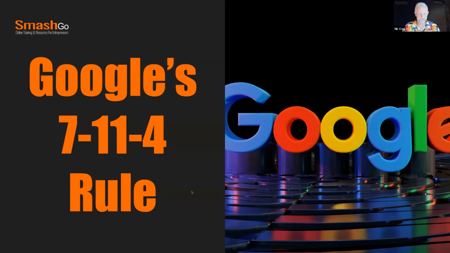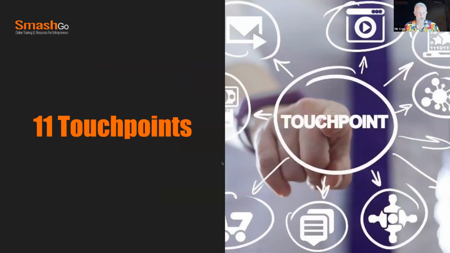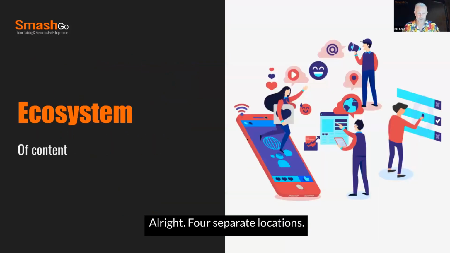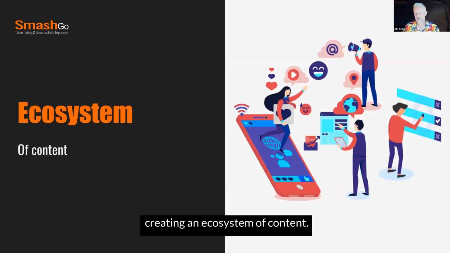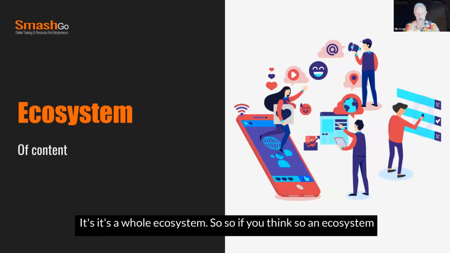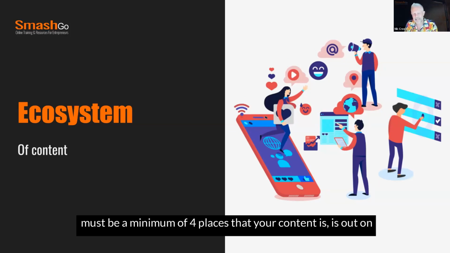All right, 4 separate locations. So the fundamental thing about it too is that you're creating an ecosystem of content. So it's not just one thing. It's not just a blog. It's not just a lead magnet. It's a whole ecosystem. So an ecosystem must be at a minimum of 4 places that your content is out on the digital system.